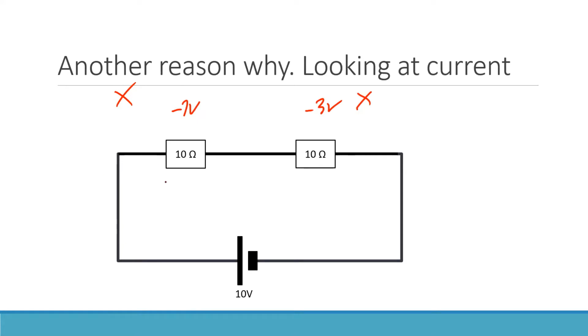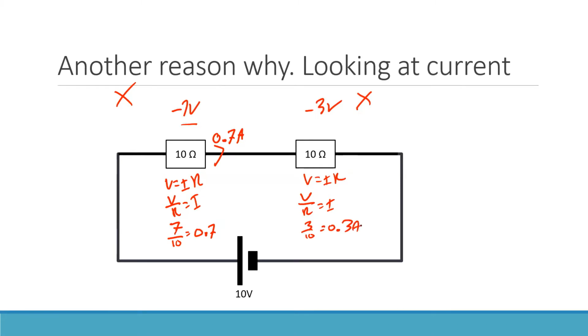For this first resistor, if this is V equals IR, then V divided by R is going to give me the current. So the voltage drop is 7 volts. 7 volts is going to get dropped. And the resistance is 10 ohms, which means the current is 0.7 amps. So if I look here, I've got at this point 0.7 amps. Now if I look at this one here, this one is going to drop 3 volts. If I do the same formula, it's going to be 3 divided by 10 equals 0.3 amps.